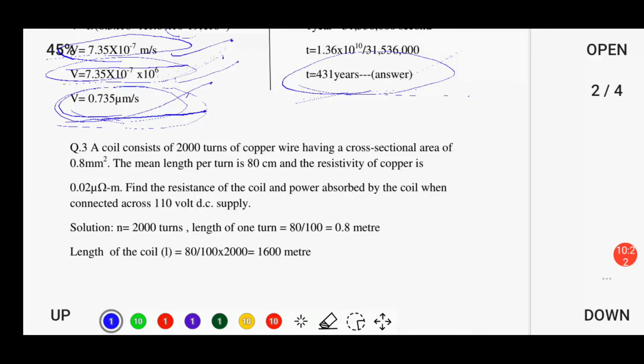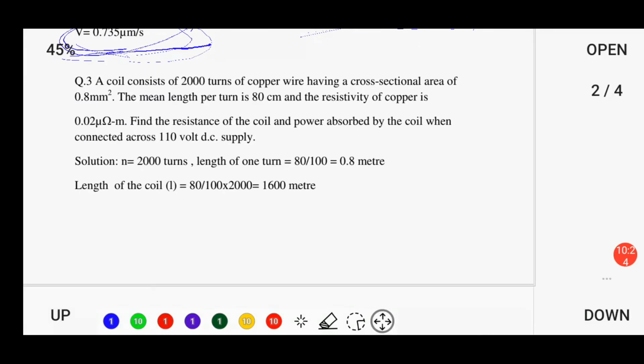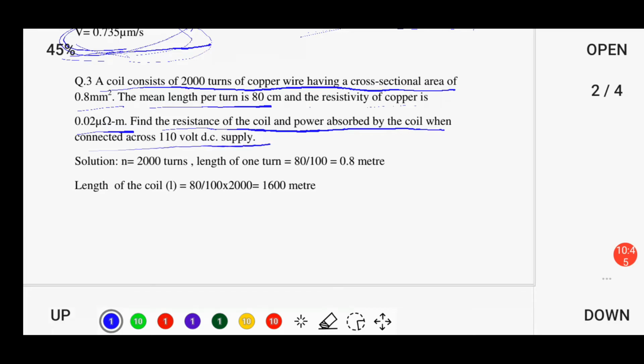So now let's move on to our next question. A coil consists of 2000 turns of a copper wire having a cross-sectional area of 0.8 mm square. The mean length per turn is 80 centimeter, and the resistivity of the copper is 0.02 micrometer. Find the resistance of the coil and the power absorbed by the coil when connected across a 110 volt DC supply.